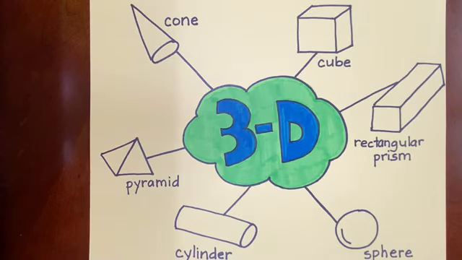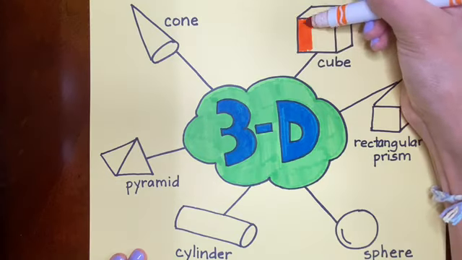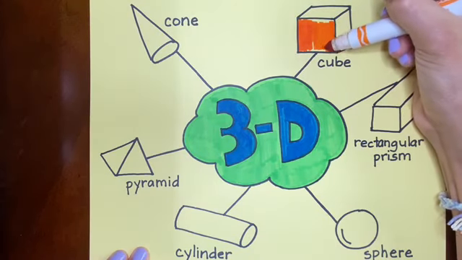So here are all of my 3D shapes. My cube, rectangular prism, sphere, cylinder, pyramid, and cone. Next, I'm going to color them in. See you soon.